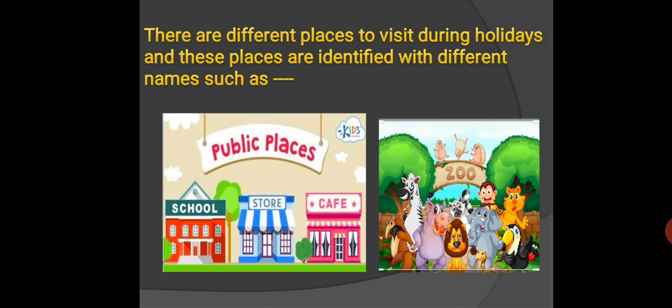So with the help of these examples, we come to know that a noun can be a name given to a place. Previously, in the previous slide, we have seen that a noun can be the name given to a person. And now from these examples, school, store, cafe, zoo, these are the examples that show us that a noun can be a name given to a place.